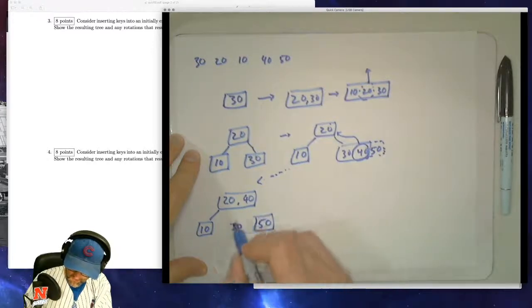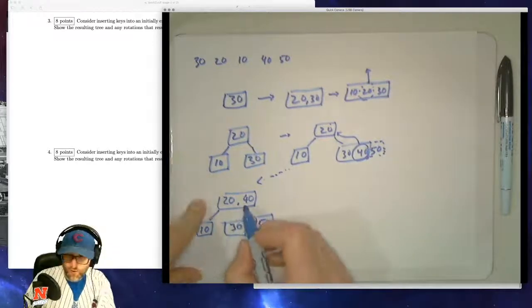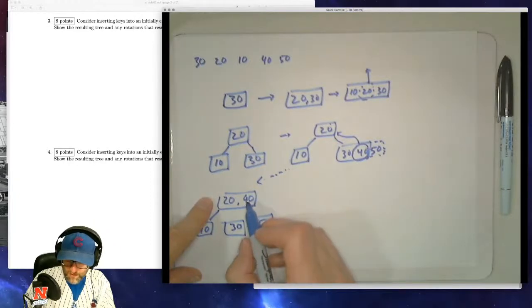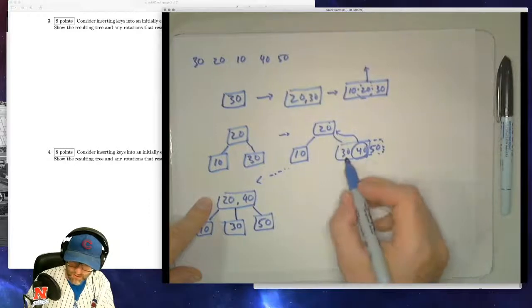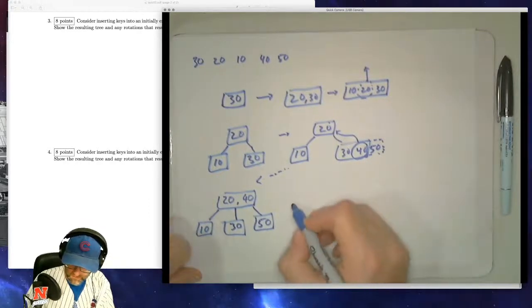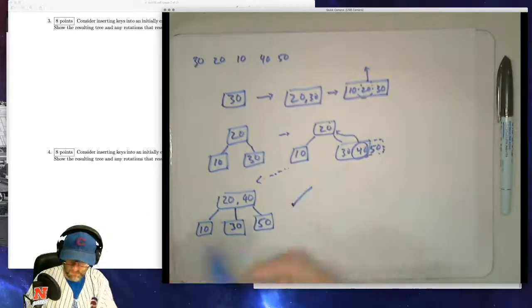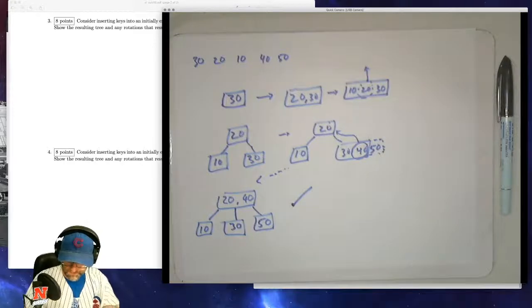Well, guess what? The parent is now a 3 node, with 2 keys, and so it needs 3 children, and we have 3 children to accommodate it. And that's it. Done. That's what it looks like in the end.